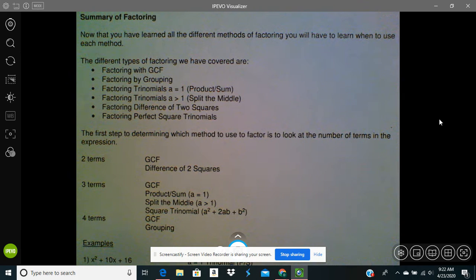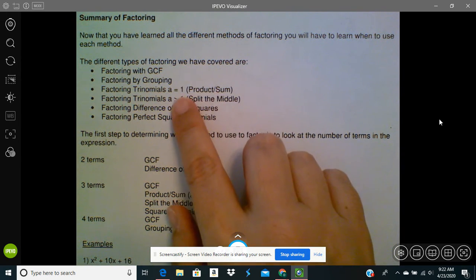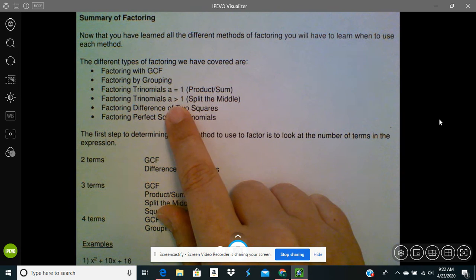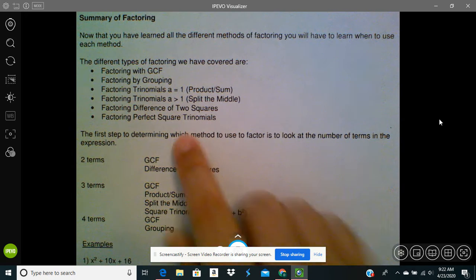All right, so now we're going to summarize all the factoring that we've done so far. We've talked about factoring with the greatest common factor. We have factored by grouping. We have factored a trinomial when the leading coefficient is 1. We have factored when the leading coefficient is not 1, where we split the middle. We have looked at the difference of squares, and then we've looked at factoring square trinomials.